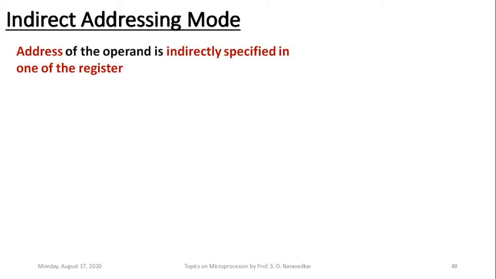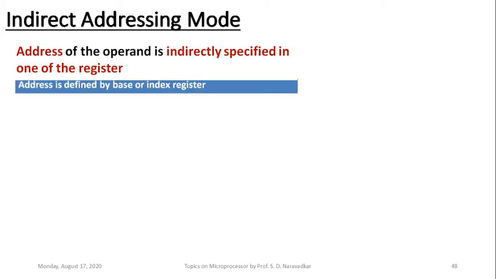In case of indirect addressing mode here, the address of the operand is indirectly specified in one of the registers. Okay, now what type of registers are used to define that operand address in an indirect manner? That address can be defined by a base register or an index register. Base register includes the BX register or BP register. Similarly, index register includes either the source index register SI or the destination index register DI.